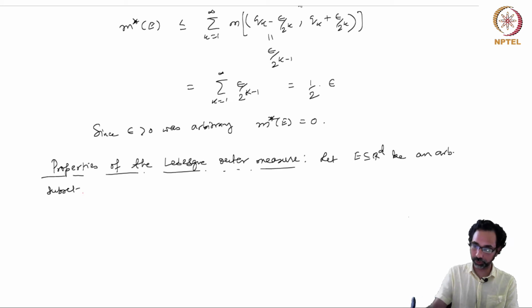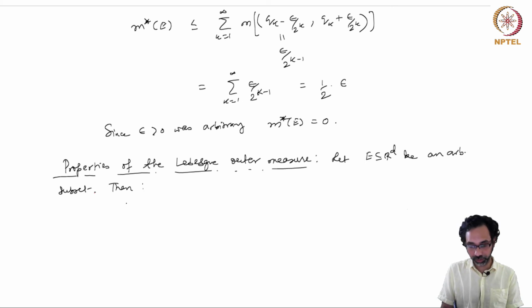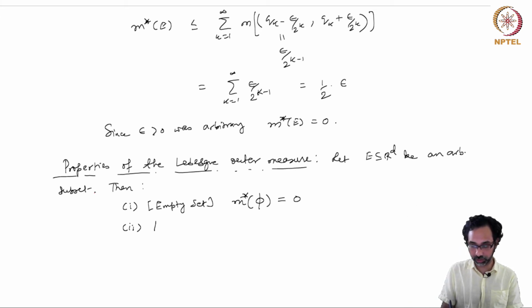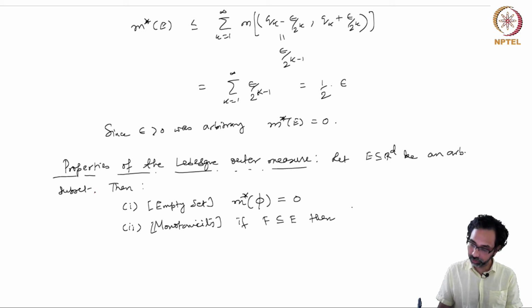Now for the properties, if you take E to be an arbitrary subset of R^d, then the first property is for the empty set. This says that the Lebesgue outer measure of the empty set phi is equal to 0. The second one is called monotonicity, and it says that if F is a subset of E, then the Lebesgue outer measure of F is less than or equal to the Lebesgue outer measure of E.